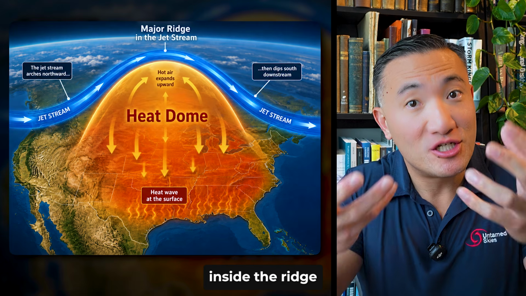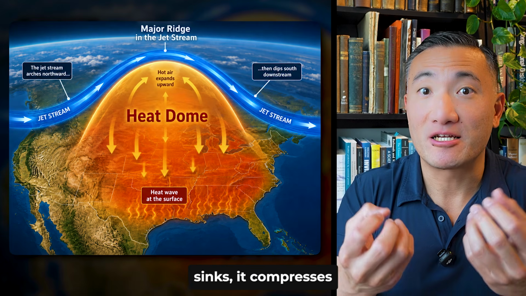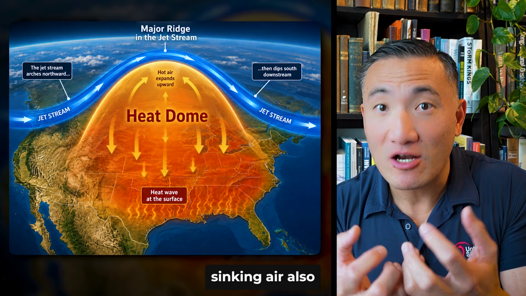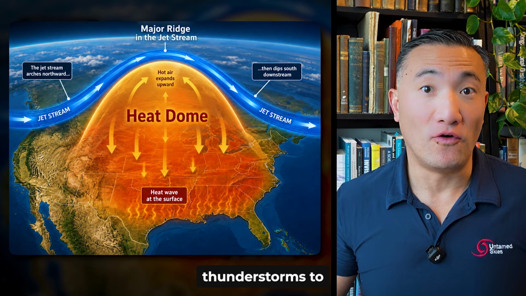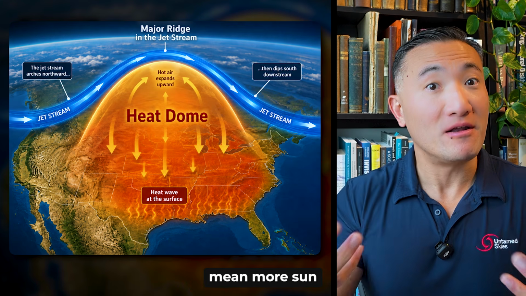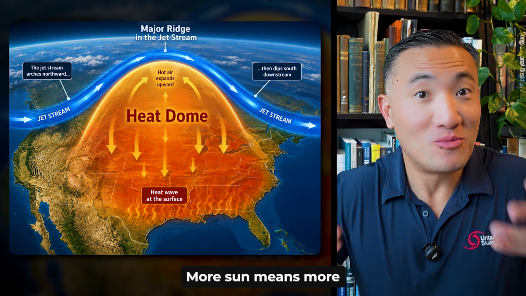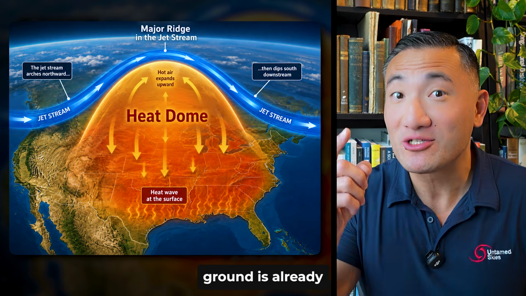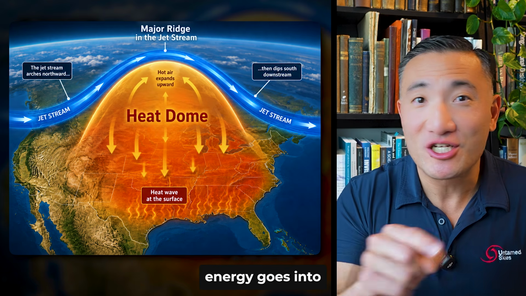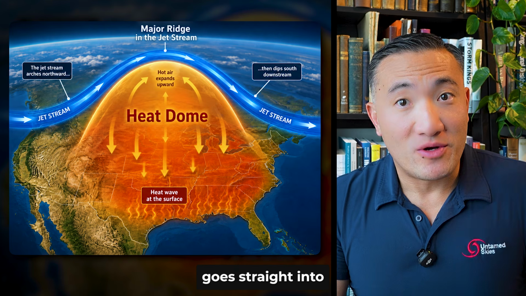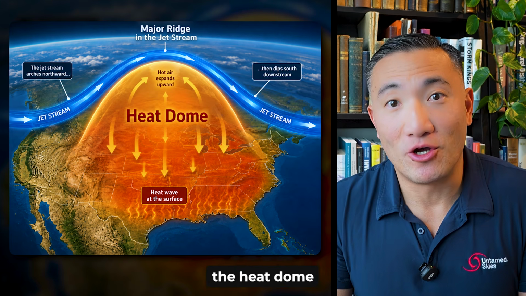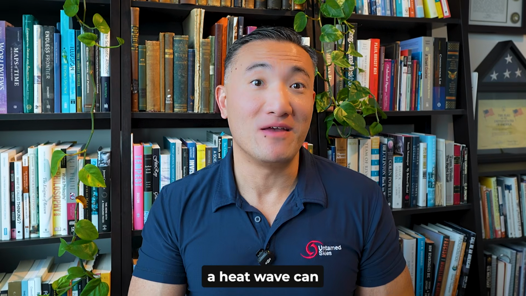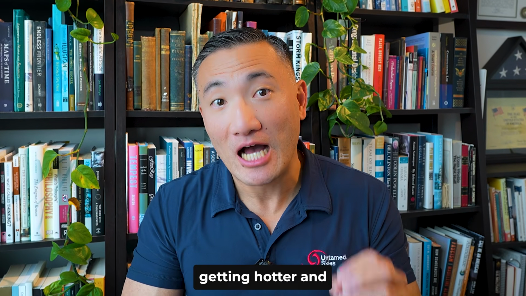Air inside the ridge slowly sinks. As it sinks, it compresses and warms. That sinking air also acts like a cap, making it harder for clouds and thunderstorms to form. Fewer clouds mean more sun hitting the ground. More sun means more heating of the ground, and if the ground is already dry, even less energy goes into evaporation. More goes straight into heating the air, and the more the air heats, the bigger the heat dome becomes. That is how a heat wave can become self-reinforcing, getting hotter and hotter.